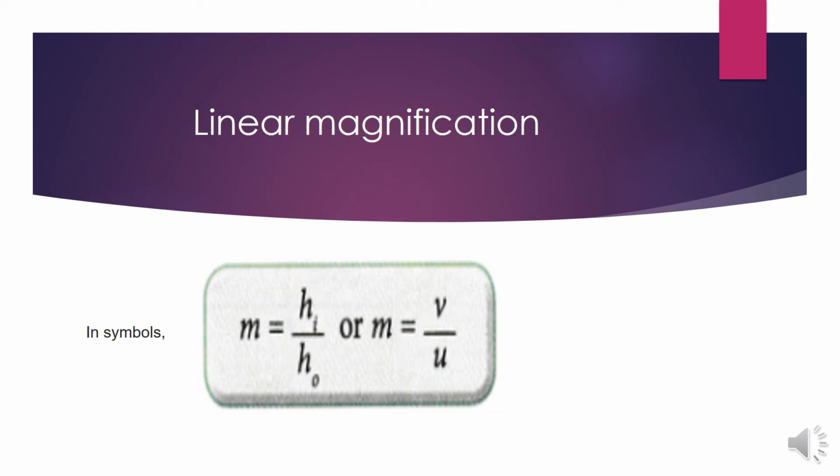Now if m is greater than 1, that means the height of the image is larger than the height of the object. That means the image is magnified. And if m is less than 1, the height of the image is less than the height of the object. What does it mean? That means the image is diminished.